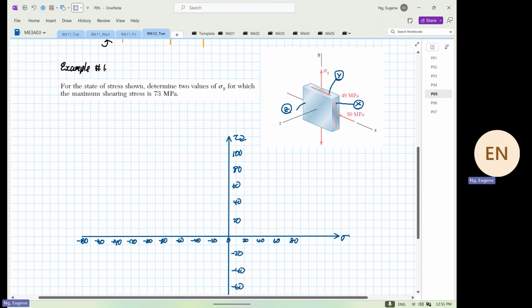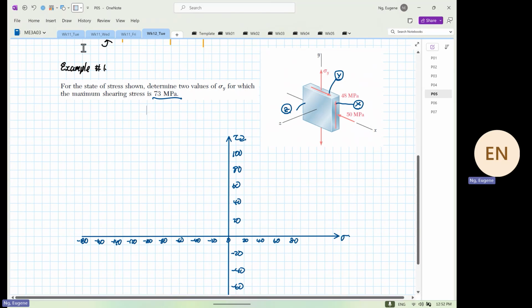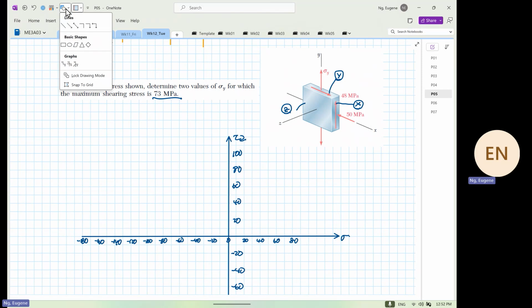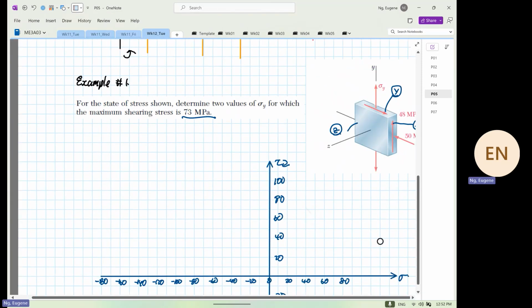Now, given to us is that the maximum shear stress allowable is what? 73 megapascal. So I'm going to sketch the 73 megapascal line. But before I sketch the 73, I'm going to show you something.